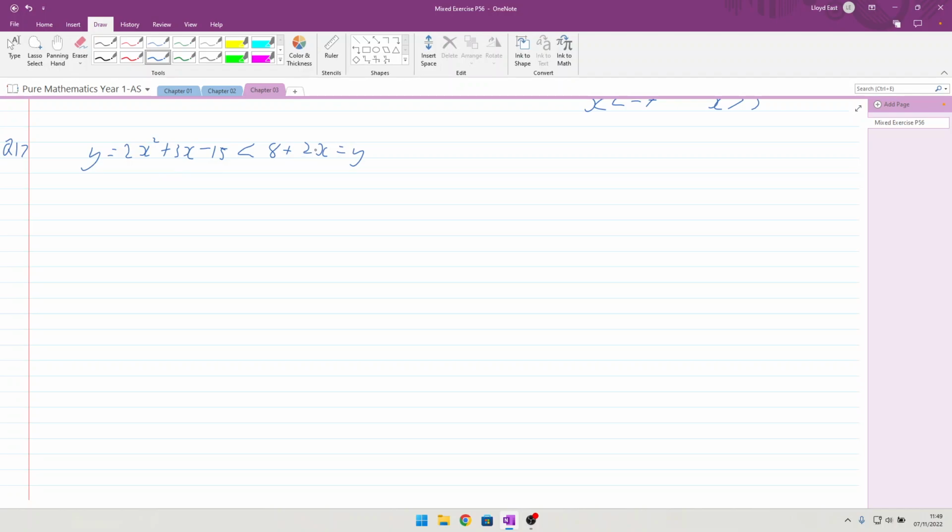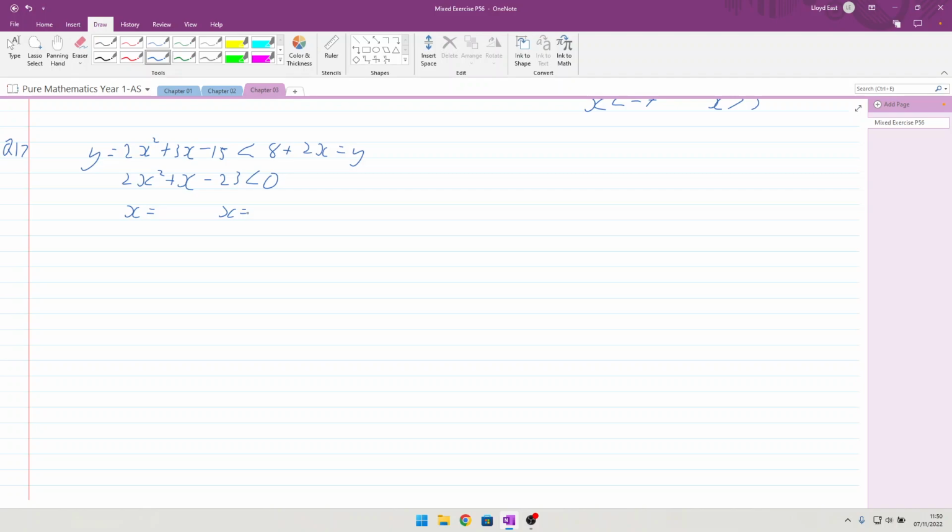So let's bring this across. We'll bring the 2x to the left, so we end up with 2x squared plus x. Okay, bring the 8 across, that's minus 8. So minus 23 is less than 0. Okay, solving this equation then for x, I'm putting it straight into the calculator to work it out for the quadratic.